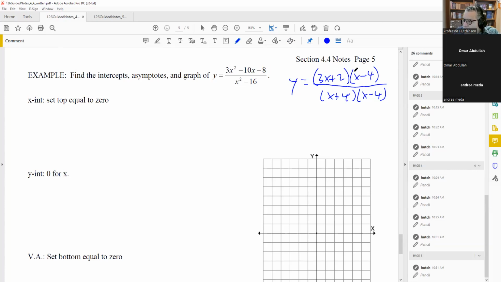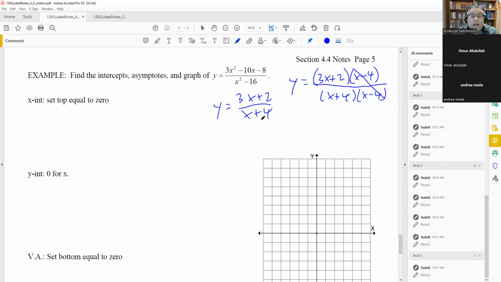So it works. Now notice that this one, we actually have something that we can cancel out this time. So that part that cancels out, that means that when we graph and we find all the information, we're actually just going to use this one here, 3x plus 4 and x over x plus 4.